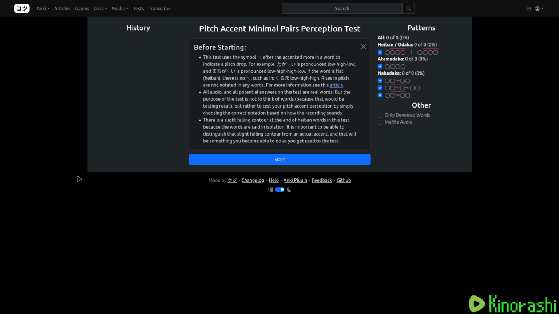き, ki. Wait, so I guess they're implying that unless the word only has a single mora, it's high in single mora words and it's low in non-single mora words. 木が, kiga.